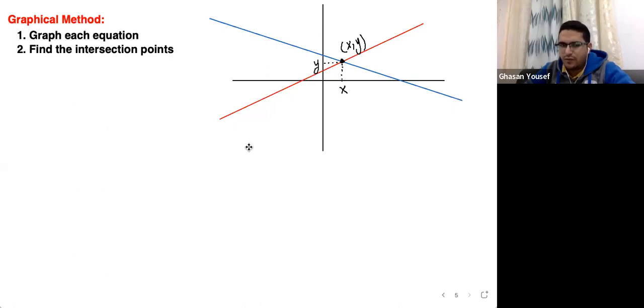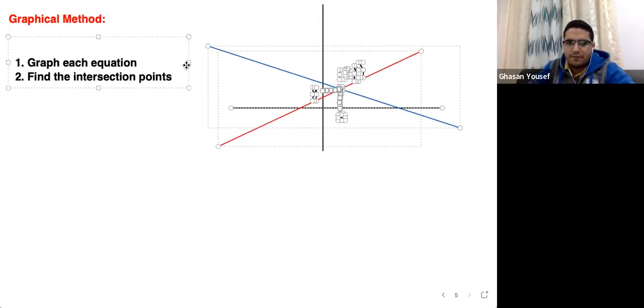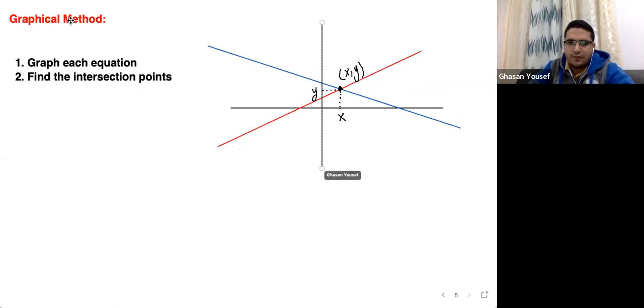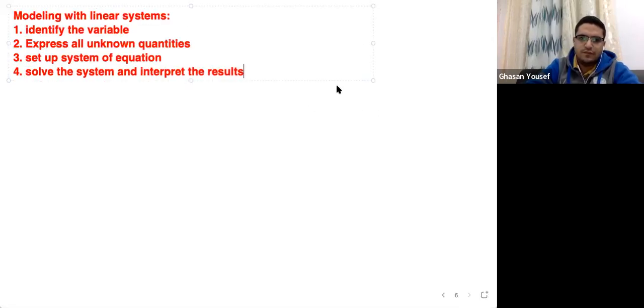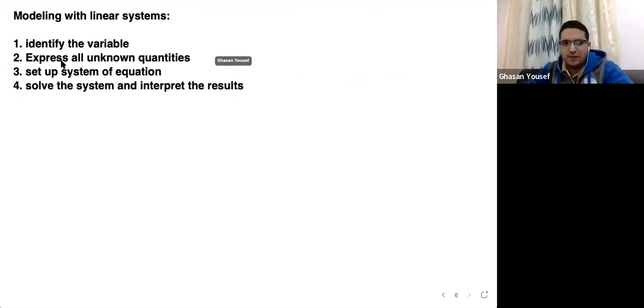Now we have to go over the modeling with linear systems. This is very important, the modeling of linear systems. We have some steps. Modeling with linear systems: first of all, we have to identify the variables. Second step, we have to express all unknown quantities. Step number 3, we have to set up the system of equations. Step number 4, we have to solve the system and interpret the results.